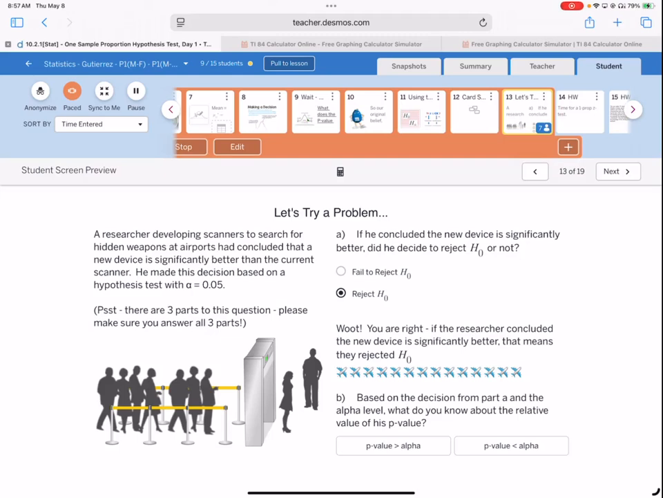Based on the decision from part A, what do you know about the relative p-value? That the p-value is greater than alpha or that the p-value is less than alpha? If we reject, that means the p-value is less than alpha, which is 0.05 by default.